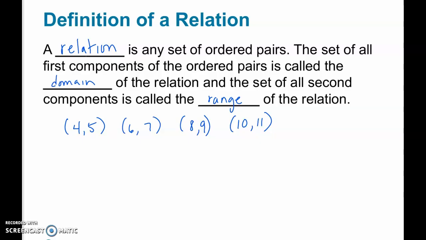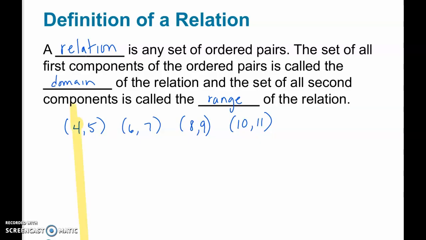So here I have written a set of ordered pairs. I've got 4 ordered pairs here. When you write an ordered pair, it's important to have parentheses around the outside of it. The first number is the x value, the second number in the ordered pair is the y value. So this right here is a relation.